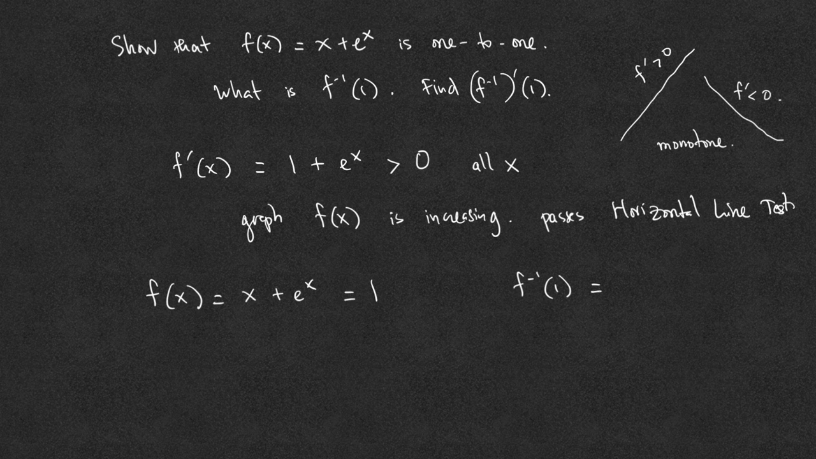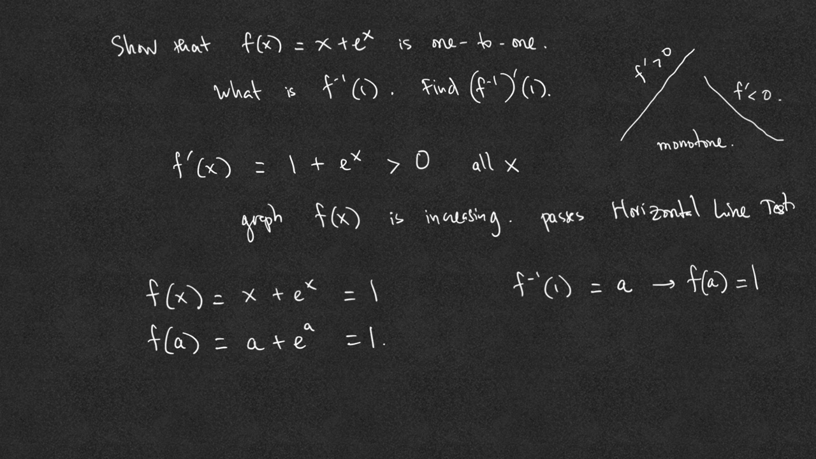In order to find out what f inverse of 1 is, let's just say we don't know what it is, a. Then the inverse says that we can rewrite it as f of a equals 1. And so we're looking for an a so that when we plug it into the function f, we would get 1. We can just check by trial and error.